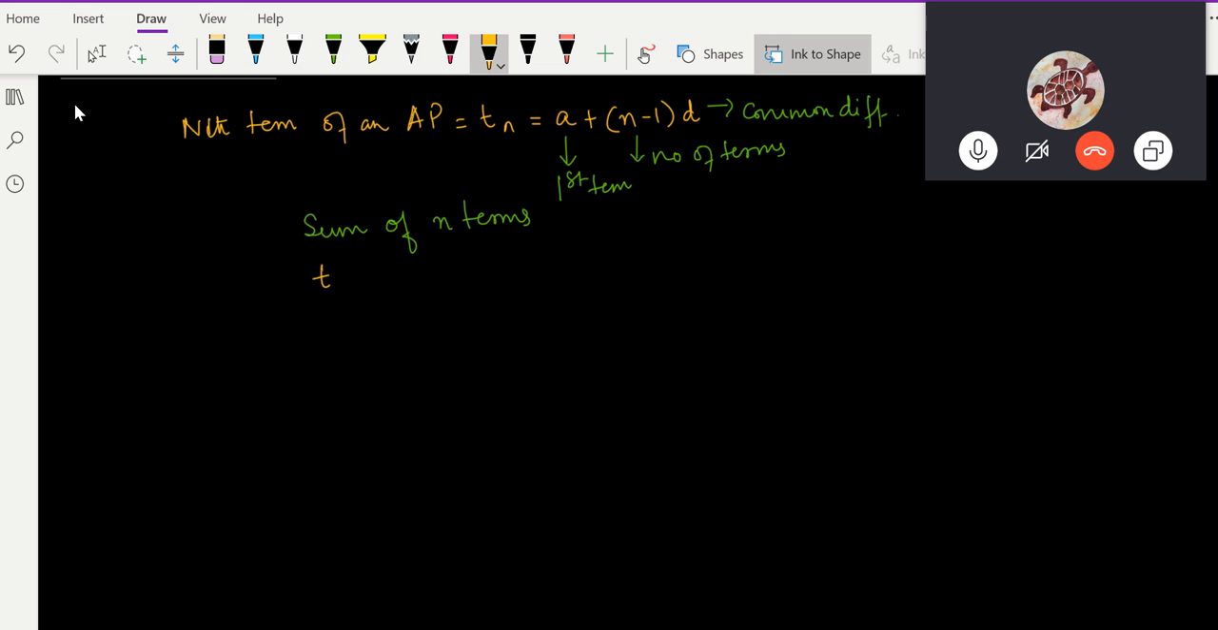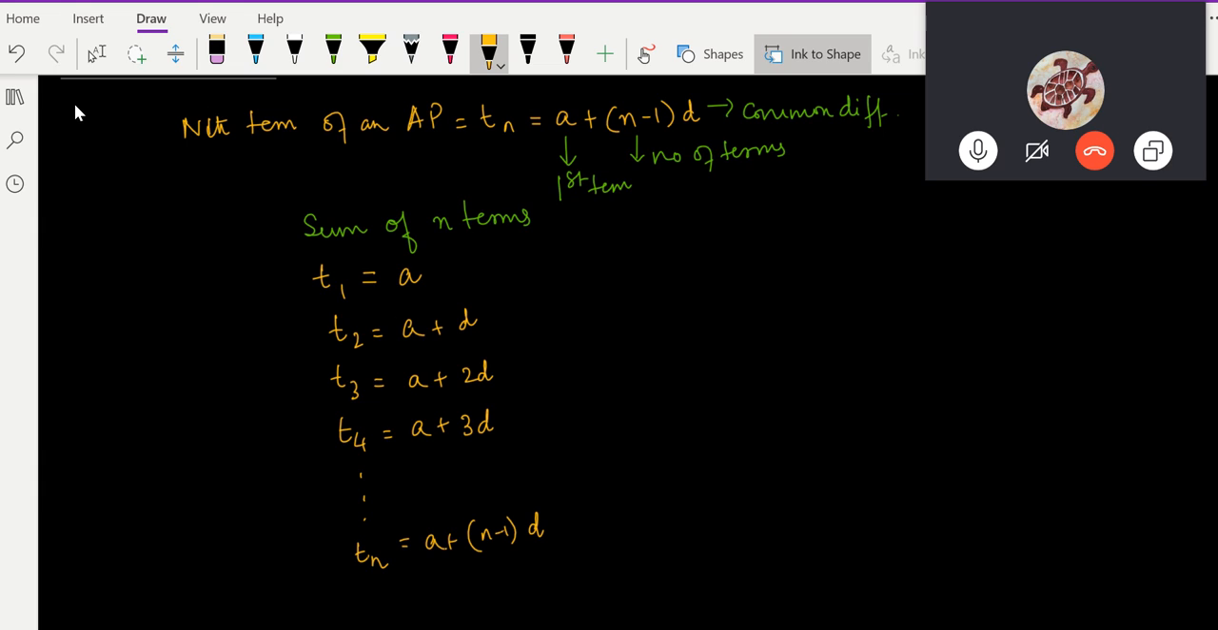So I will just do an arithmetic addition, right? T1 is A, T2 is A plus D, T3 is A plus 2D, T4 is A plus 3D, and up to n, A plus n minus 1 into D, right? Correct?